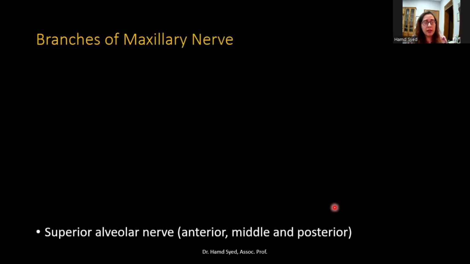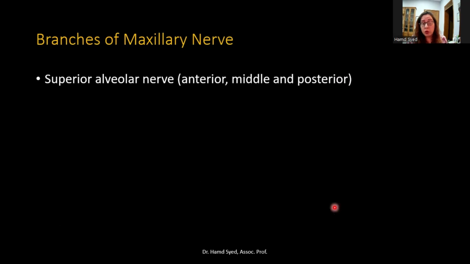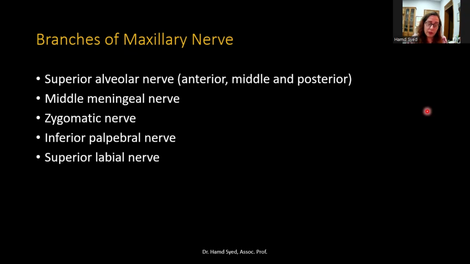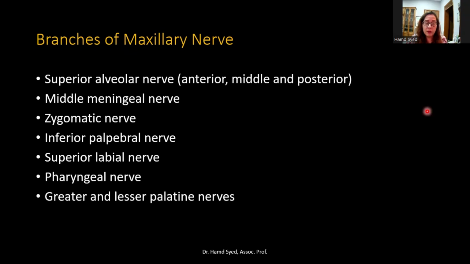Now, what are the branches of maxillary nerve? You have the superior alveolar nerves, which are anterior, middle, and posterior. So they're supplying the teeth. And then you've got the middle meningeal nerve, also the zygomatic nerve, inferior palpebral nerve, superior labial nerve, pharyngeal nerve, and the greater and lesser palatine nerves. Also, don't forget the nasopalatine nerve, which enters the nasal cavity through the sphenopalatine foramen. So these are the summarized branches of the maxillary nerve.